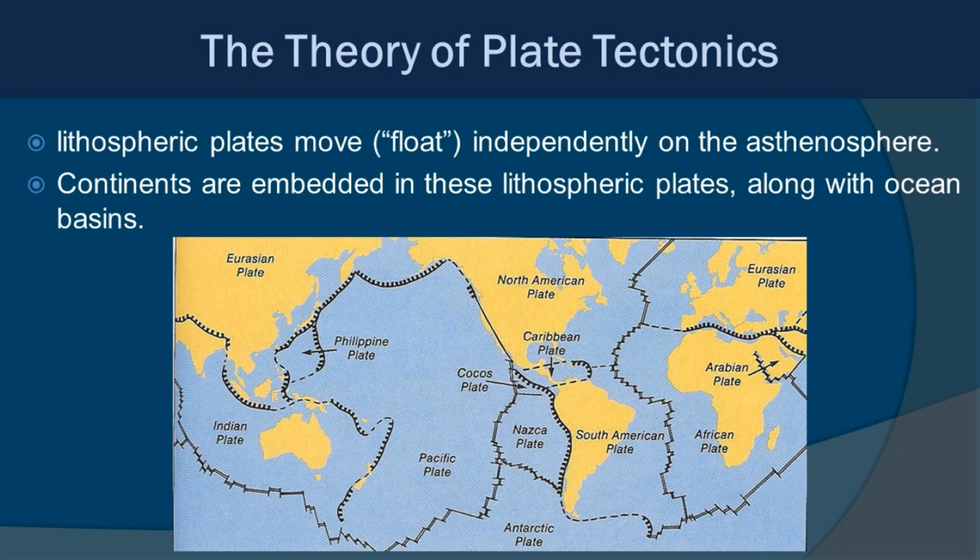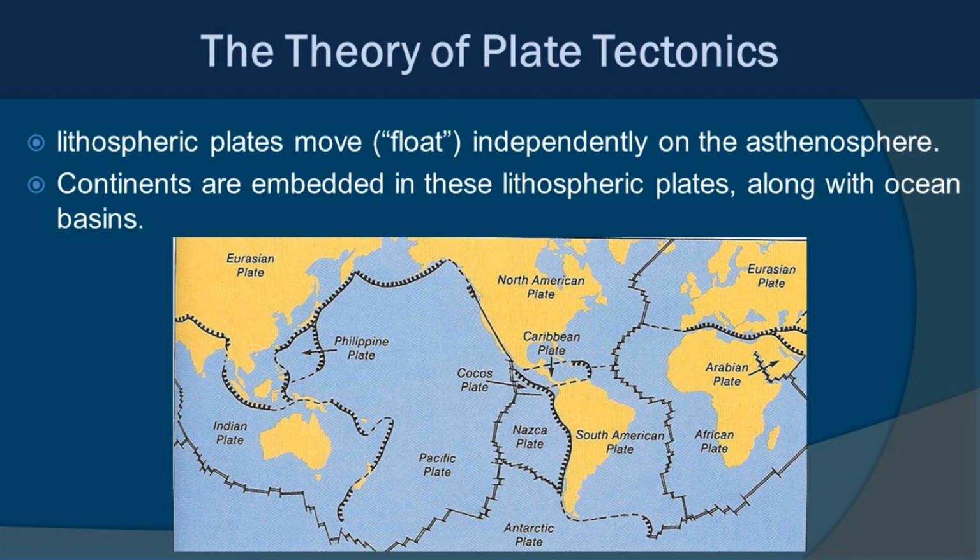And so now we come to the grand view of the entire planet. The lithosphere is literally broken up into about 8 large plates and a bunch of smaller ones. These plates float independently on the asthenosphere. Continents are embedded in the plates, but they are not the entire plates themselves.